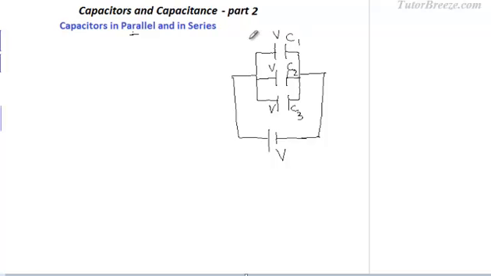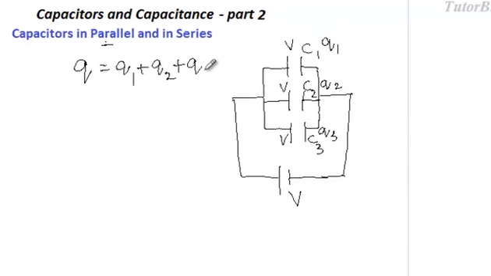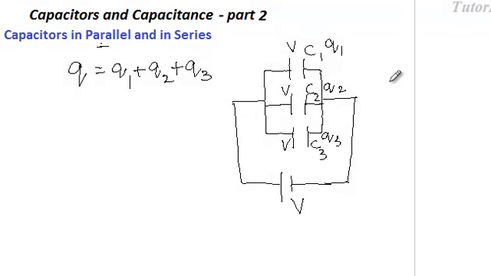Now, we'll find the charge on each of the capacitors. The charge on the capacitors can be different, so that will be Q1, Q2 and Q3, and the total charge on this combination of parallel capacitors is Q. So, Q is equal to Q1 plus Q2 plus Q3. If we replace this combination with a single capacitor, let's call it C equivalent, then the potential difference across that capacitor would also be V.